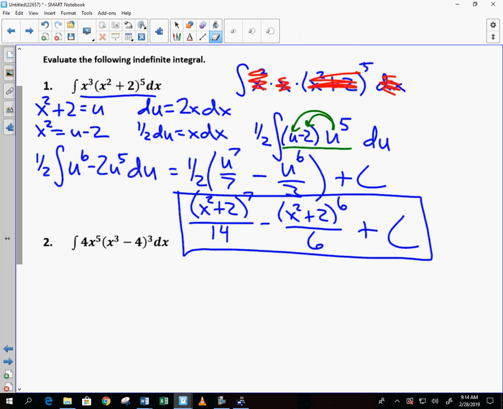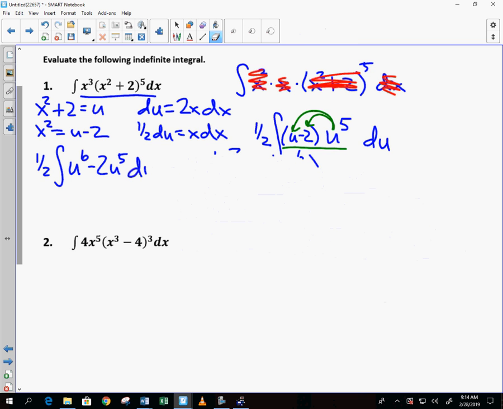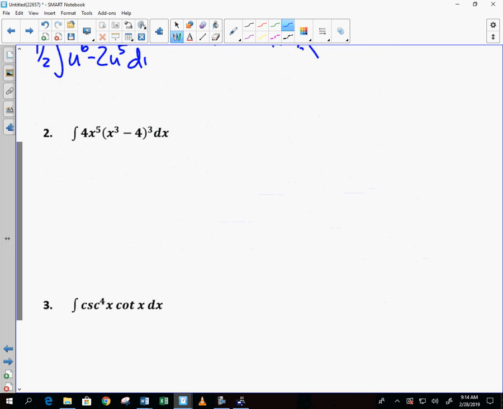Let's look at another example. 4x to the 5th times x cubed minus 4 to the 3rd power. This looks challenging because I've got this x to the 5th sitting out here. I know that the derivative of x to the 3rd is 3x squared. So that bothers me. But fortunately, we have a better choice here. I'm going to take this and say that u is equal to x to the 3rd minus 4. So du is 3x squared dx.